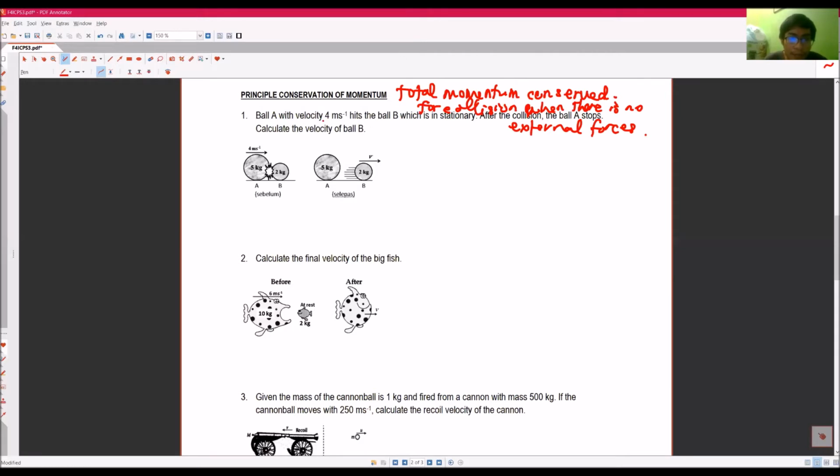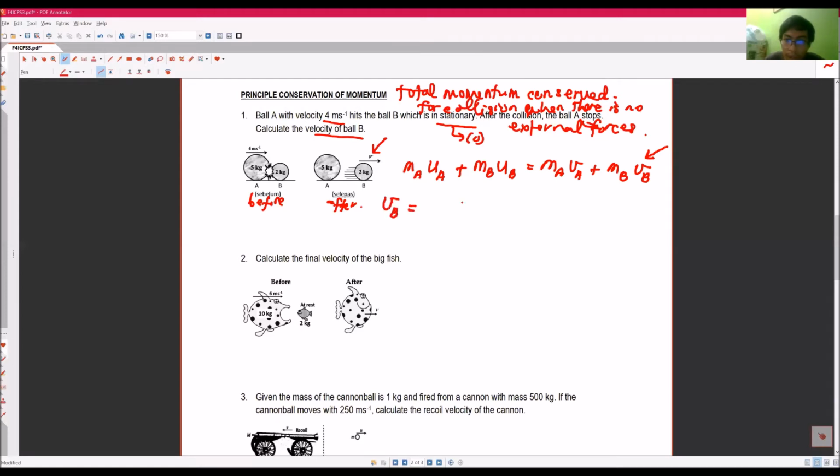Ball A with velocity of 4 meters per second hits ball B, which is stationary. So when it's stationary, the momentum is 0. After the collision, ball A stops. Calculate the velocity of ball B. First we have to use the before and after because we have initial and final. So MAUA plus MBUB equals MAVA plus MBVB. So we want the value of VB.